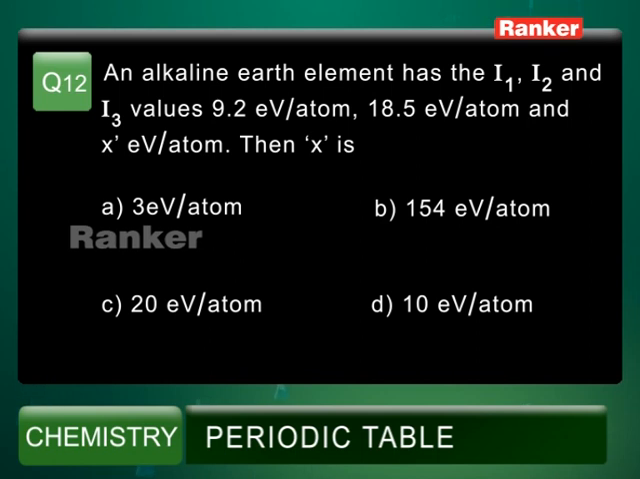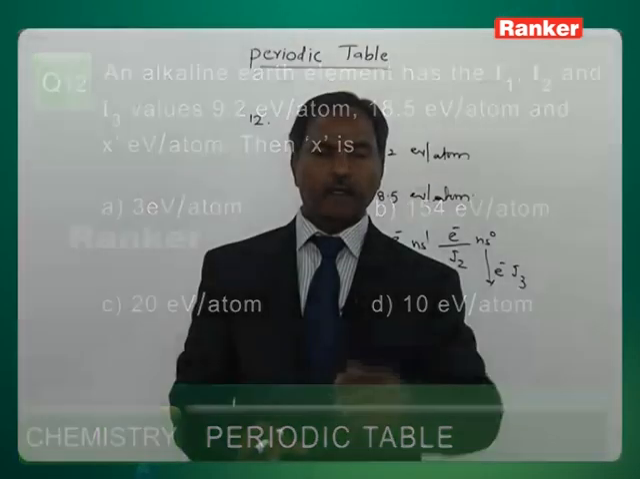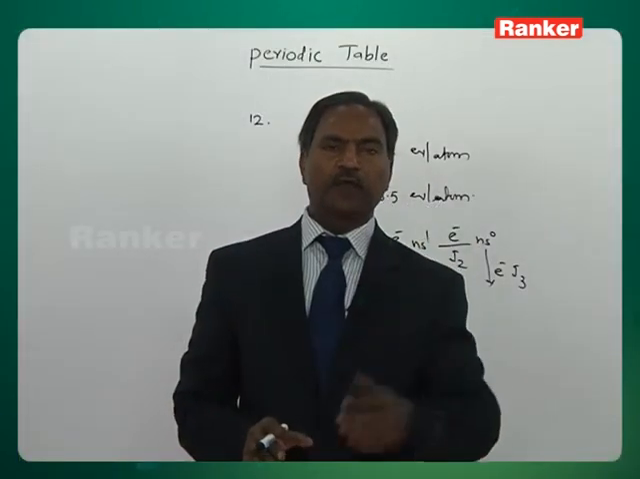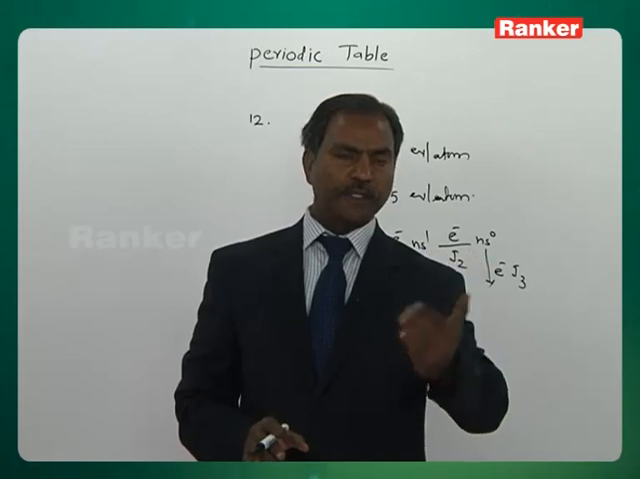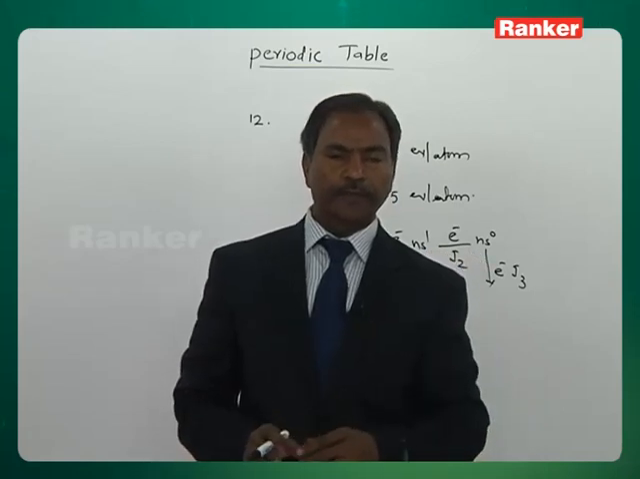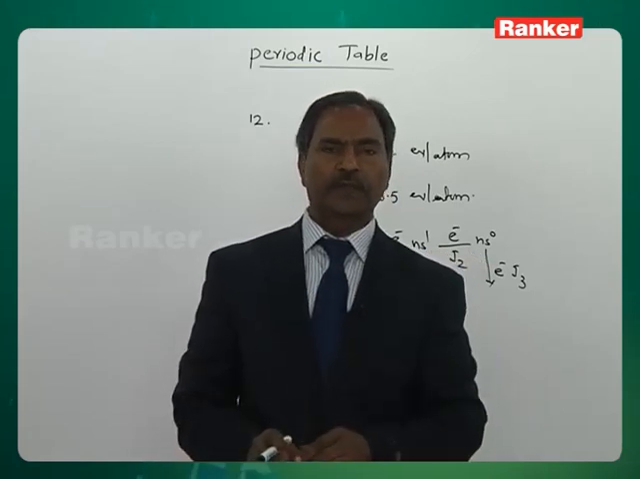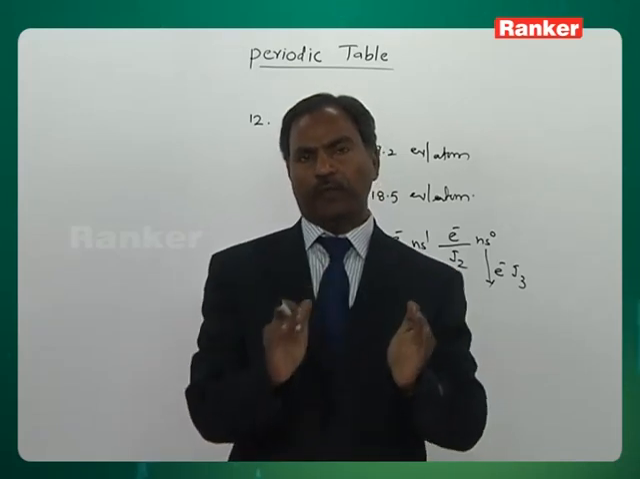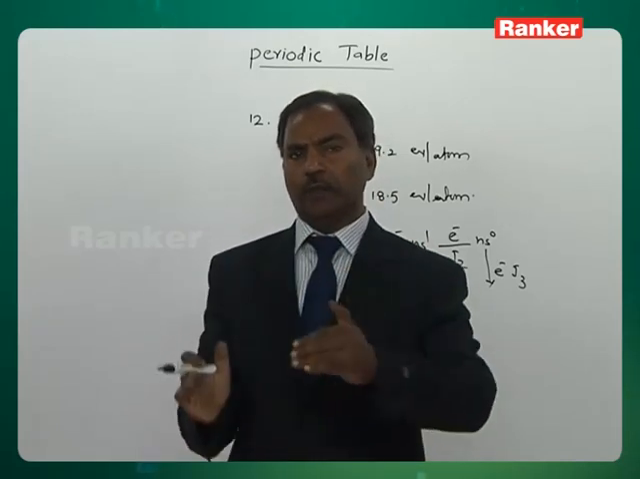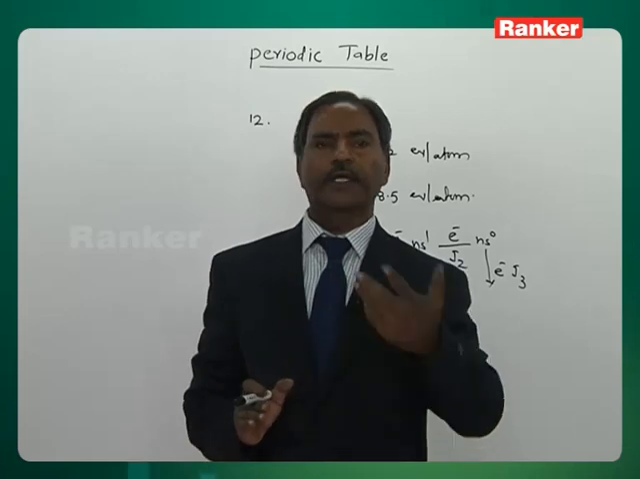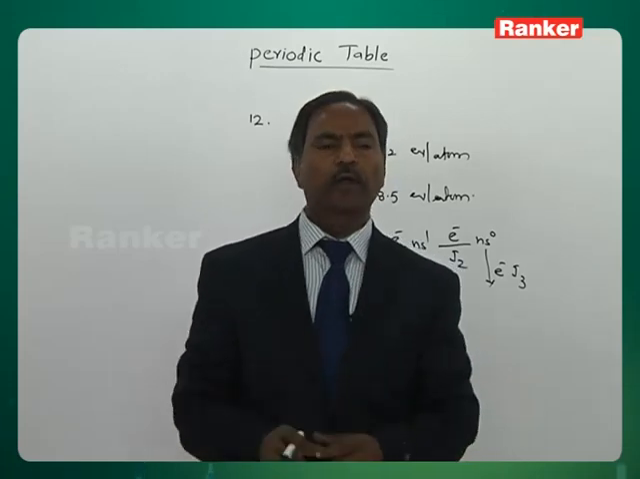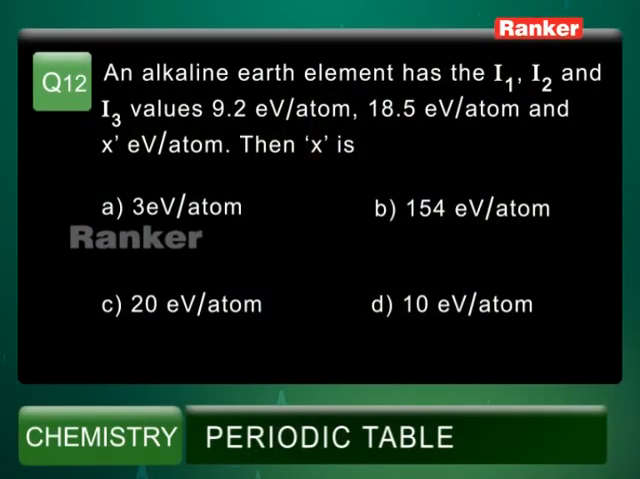Option A is 3 electron volts, B is 154, C is 20, and D is 10. Option A is even less than the first IP. Option C is 20, near the second IP. And option D is near the first IP. Therefore, there should be a large difference between the second IP and the third IP. That will be alkaline earth metals, or second A group elements. Therefore, the 12th question answer is B.